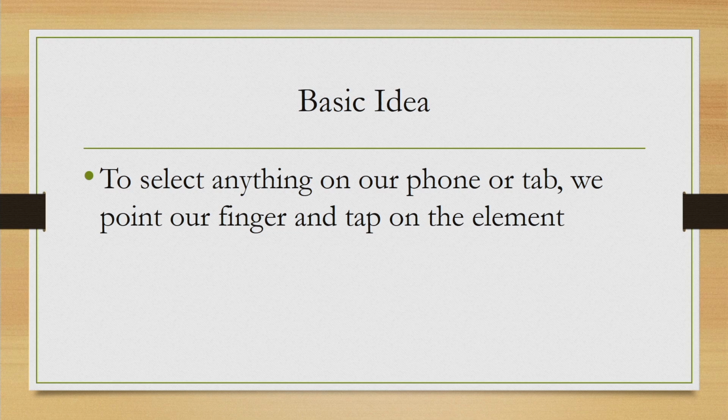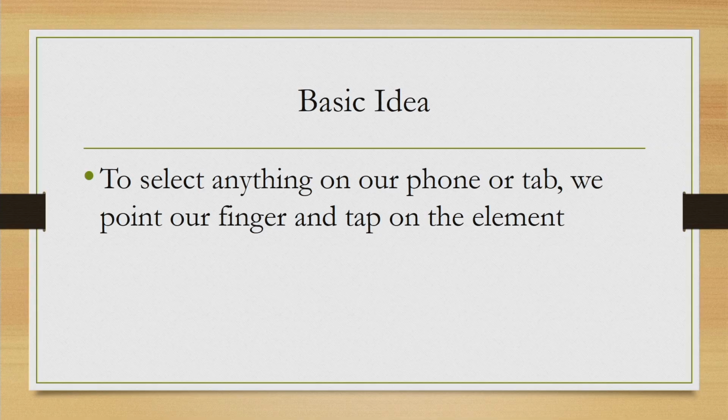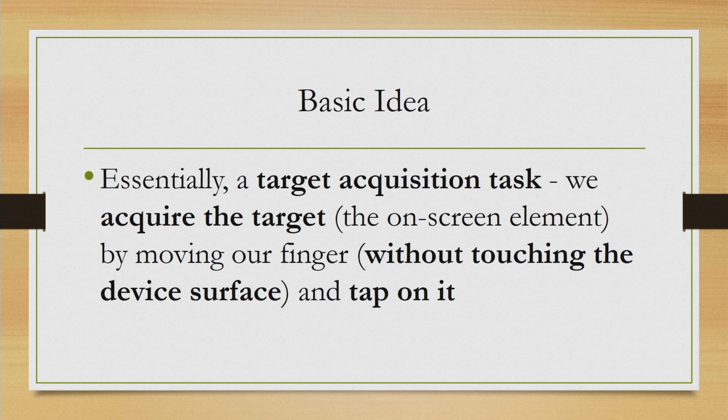Let us try to understand the tap behavior first. When we say we want to tap on a particular screen area or on a particular screen object in order to select it, what do we refer to? Essentially, we point our finger and tap on that element or the screen area. So, what we are doing is nothing but a target acquisition task. We acquire the target and tap on it.